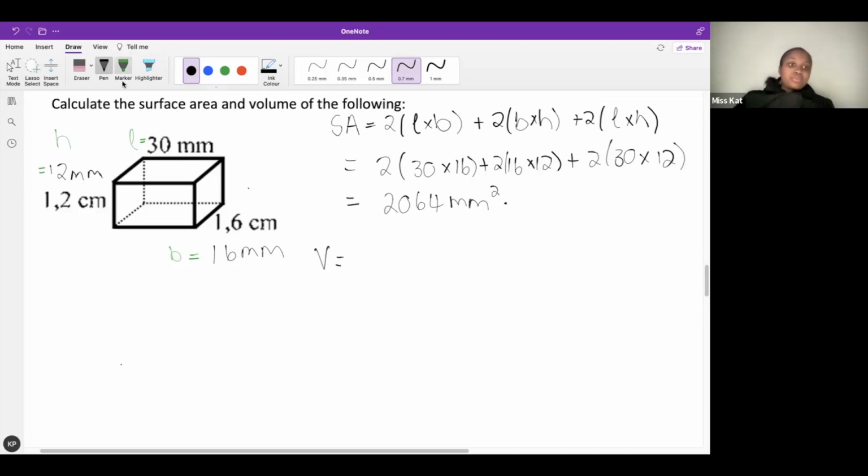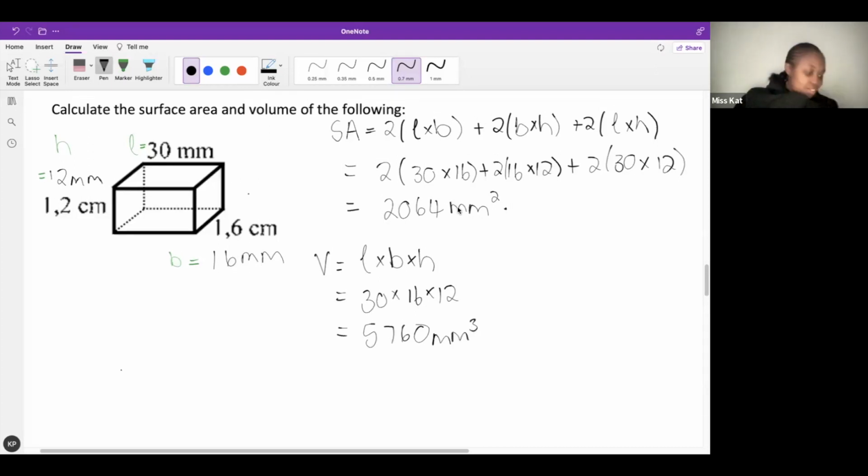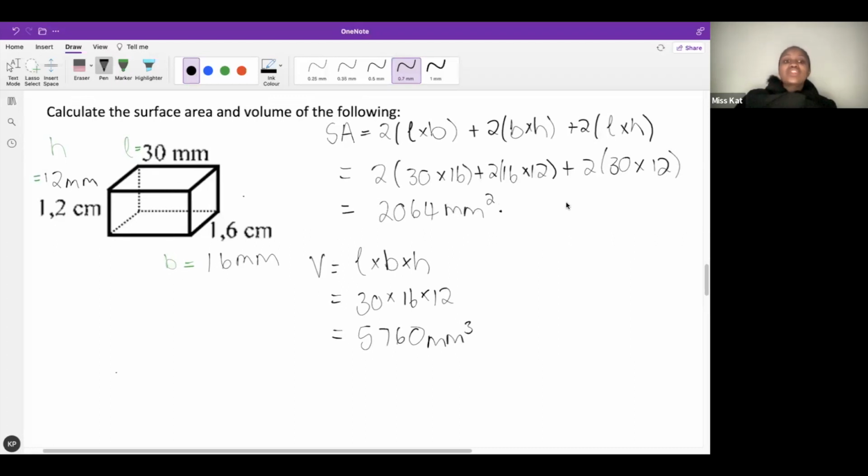Formula for volume. What's the formula for volume of this shape? Thank you, guys. Thank you, Nipo. Length times breadth times height, which is 30 times 16 times 12, and that gives you 5760 millimeters cubed.